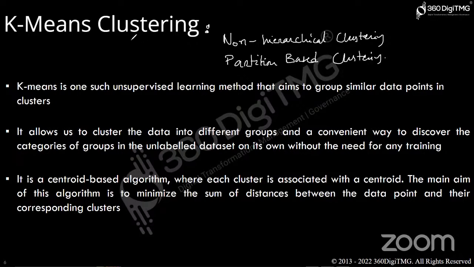Okay. Now in this K means clustering. It is a partition-based clustering. So it is also an unsupervised learning method. It is one such unsupervised learning method that aims to group similar data points together. How to find this similar? What is this similar?